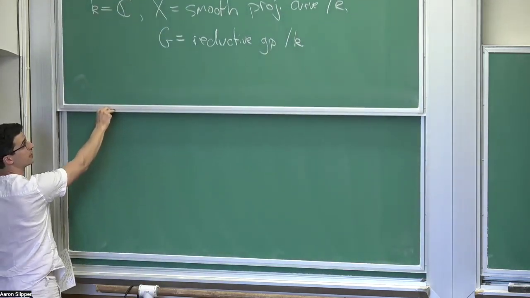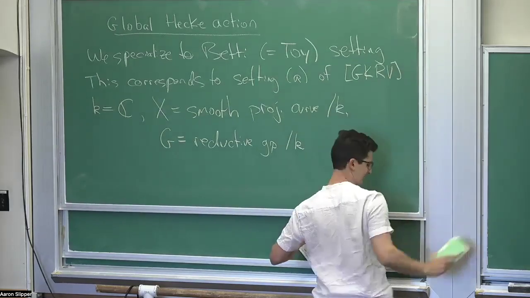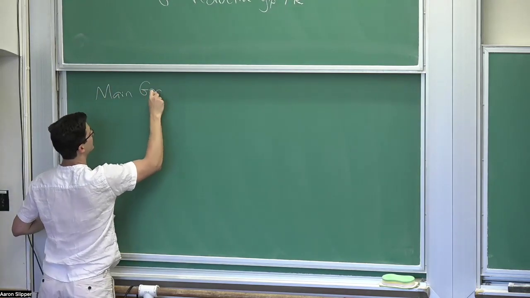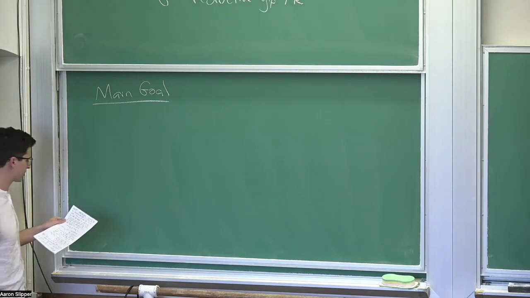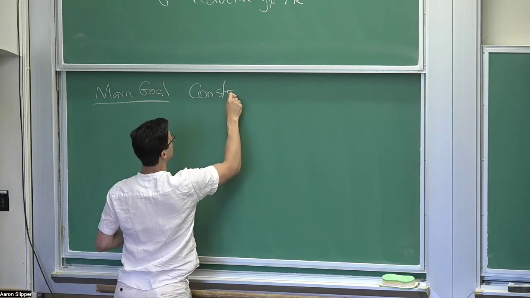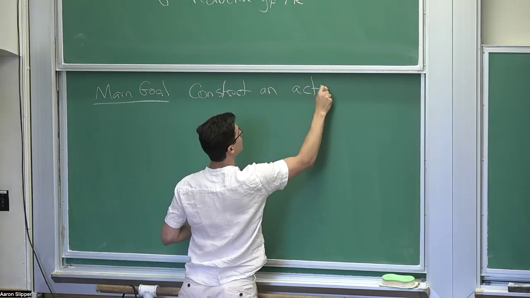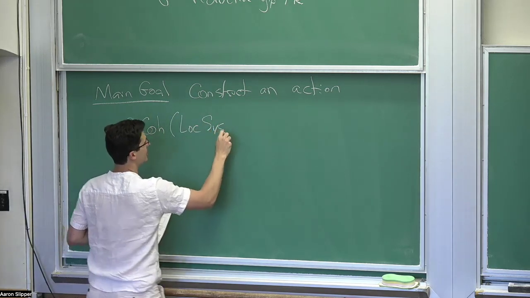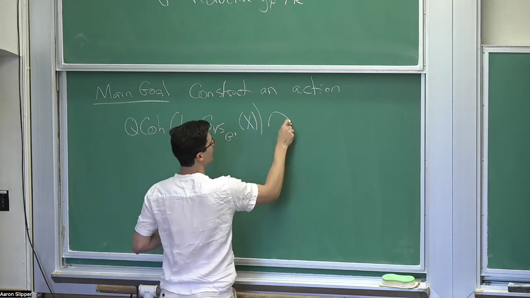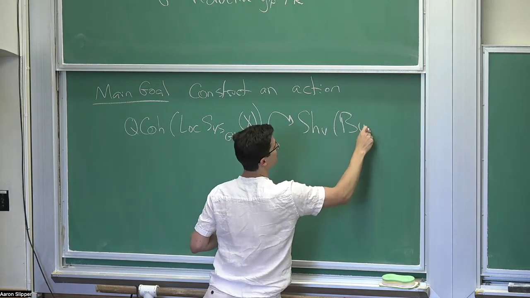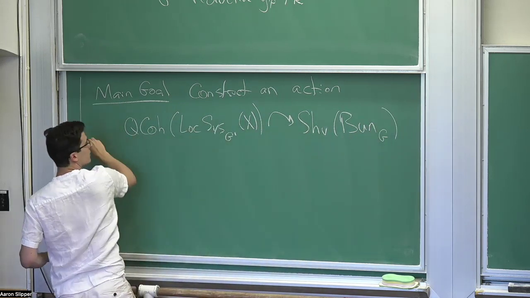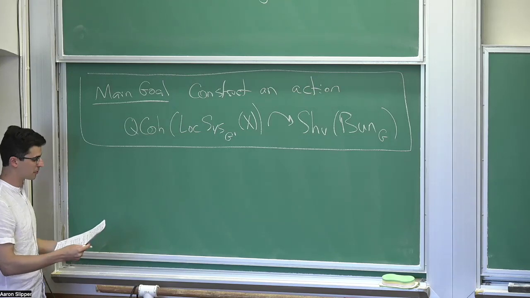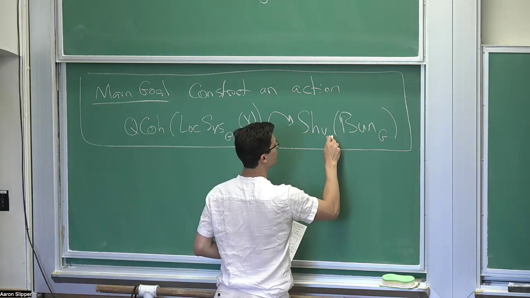Let me right away state the main goal for today, and we'll spend the entire day explaining how to prove this: to construct a categorical action of quasi-coherent sheaves on the character stack of the curve on sheaves on BunG, sheaves with nilpotent singular support.